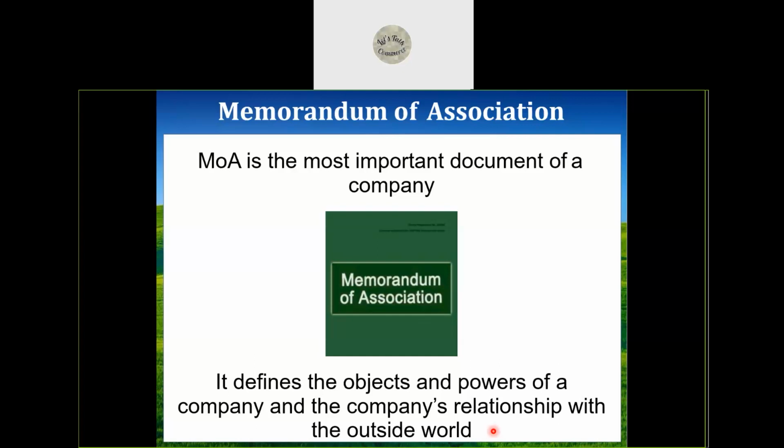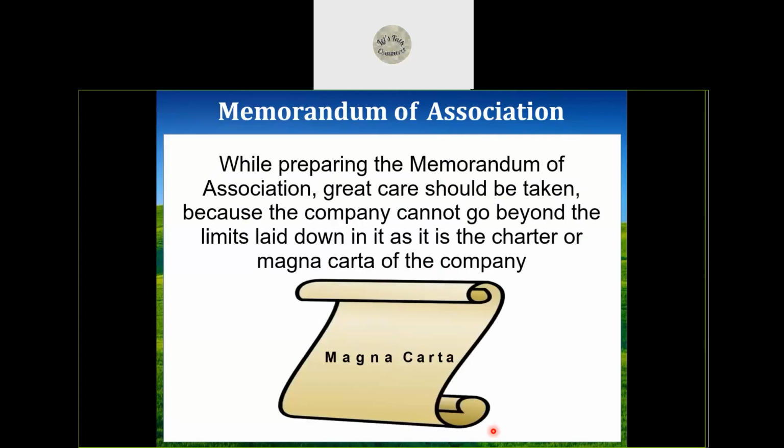It is also known as the principal document of a company. No company can be registered without an MOA, and that is why it is sometimes called a life-giving document. While preparing the Memorandum of Association, great care should be taken because the company cannot go beyond the limits laid down in it, as it is the charter or magna carta of the company.